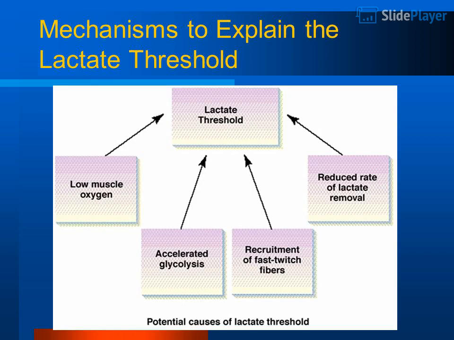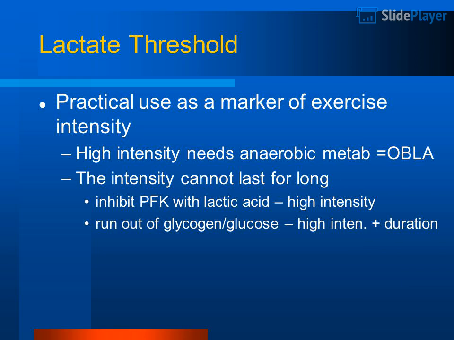Mechanisms to explain the lactate threshold. Lactate threshold: practical use as a marker of exercise intensity. High intensity needs anaerobic metabolism, which equals OBLA. This intensity cannot last for long. Lactic acid inhibits PFK at high intensity, and you run out of glycogen and glucose with high intensity plus duration.